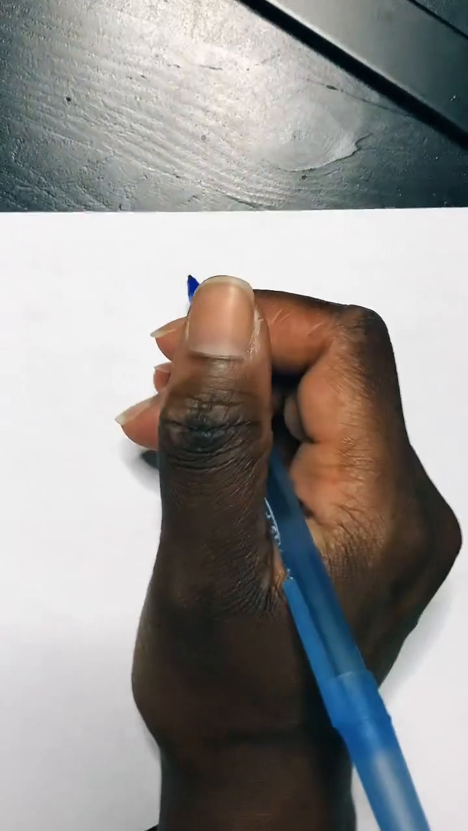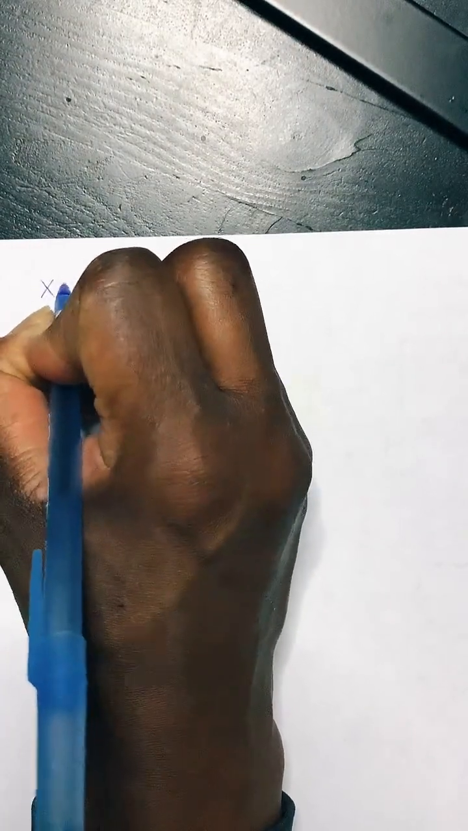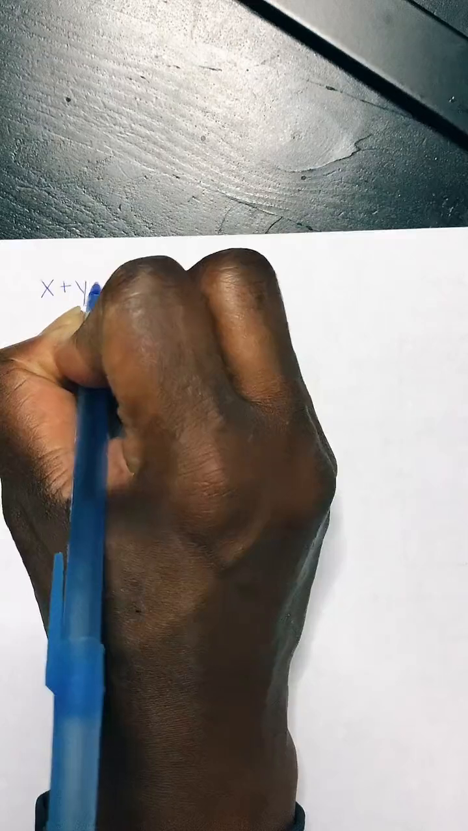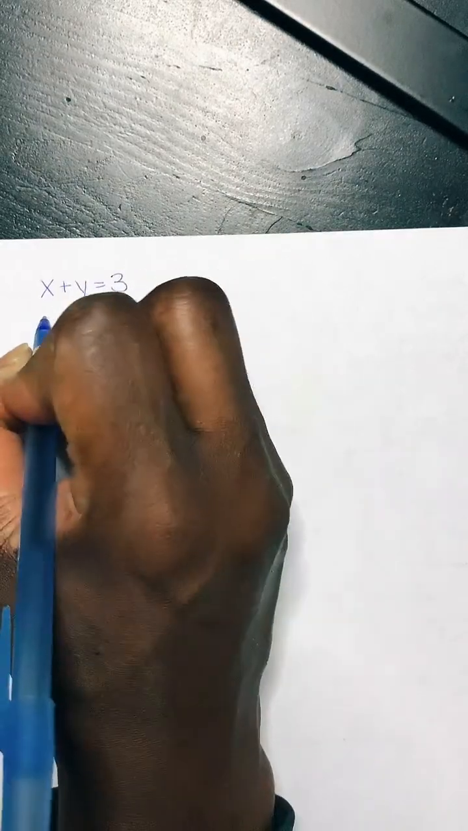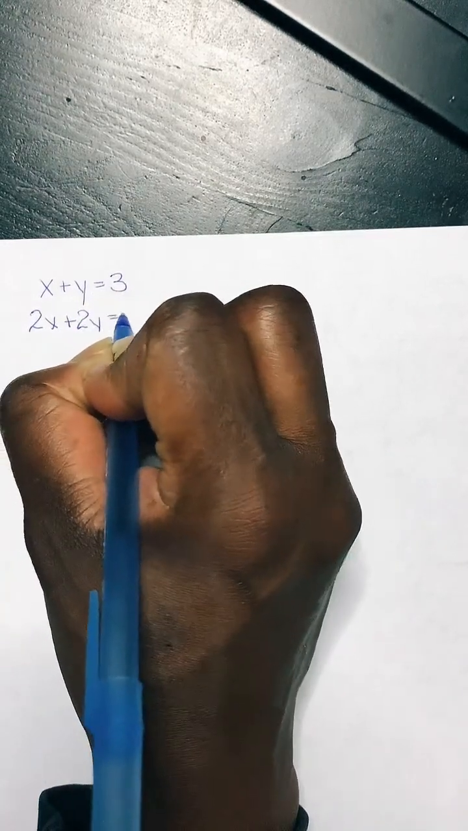So if we have, let's say, x plus y equals 3, and 2x plus 2y equals 6.